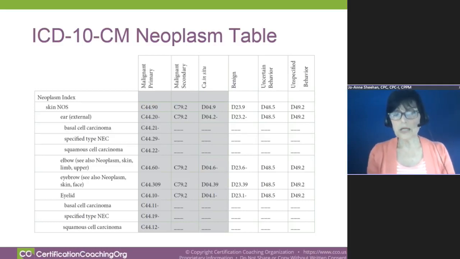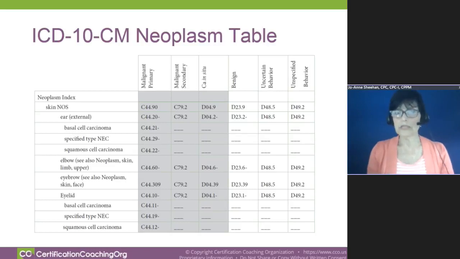And then we have our columns. We have the malignant primary, the malignant secondary, cancer in situ, benign, uncertain behavior, unspecified behavior. The 3 that I want to focus on just quickly is the malignant primary, which would be obviously the primary reason for a visit and where the malignant neoplasm originated. The malignant secondary is when that primary metastasizes into a second place.